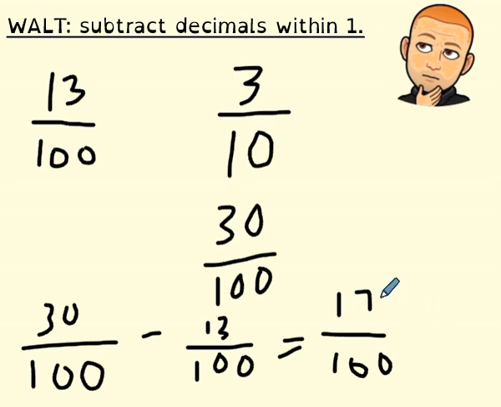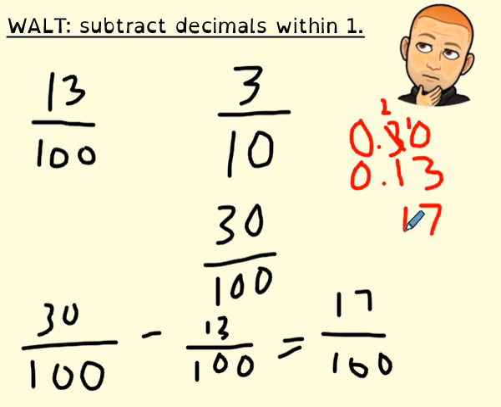I could have used my decimals to help me do that. So I could have said, well, I know that 13 hundredths is the same as 0.13. I know that 3/10 is the same as 0.3 or 0.30. And once exchanged, I've just done some exchanging a minute ago, it would have given me 17 hundredths. So I've done it using my decimals and I've done it using my fractions. 0.17 and 17 over 100 are equivalent. They are the same, just represented in different forms.